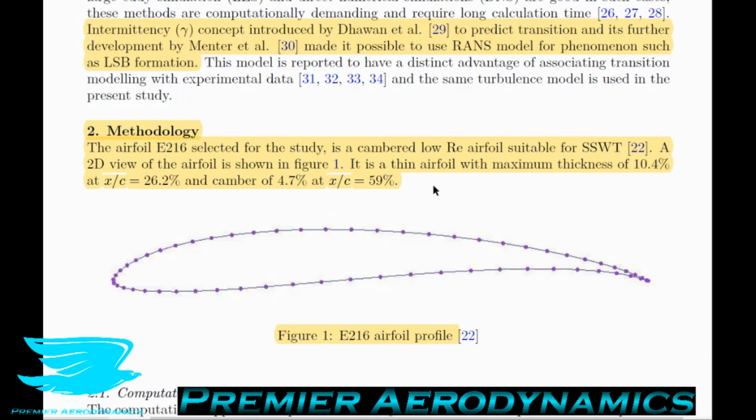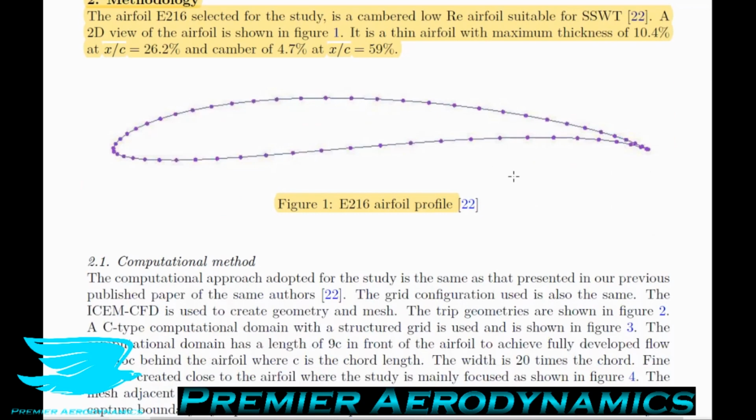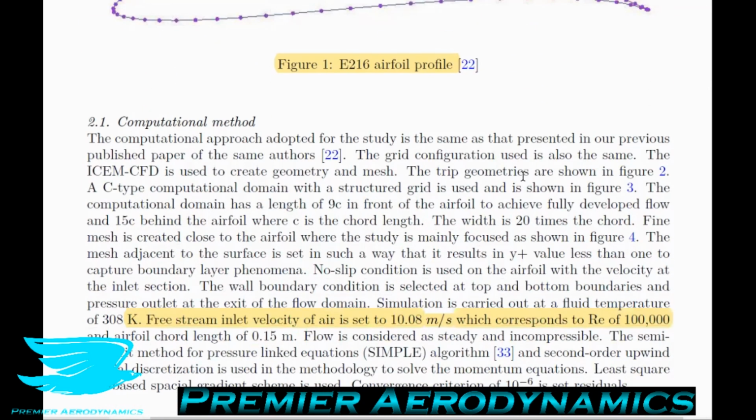It is a thin airfoil with a maximum thickness of 10.4% of the chord, and this occurs at 26.2% downstream from the leading edge. The camber is 4.7%, and it occurs at 59% downstream from the leading edge, and the trailing edge is quite thin as well. So it's arguably a fairly thin airfoil.